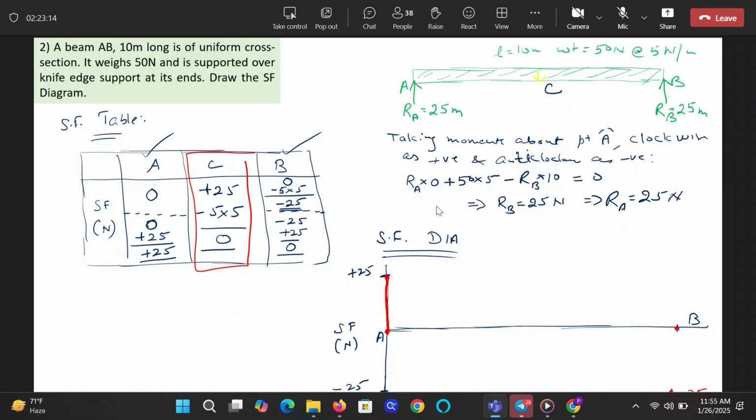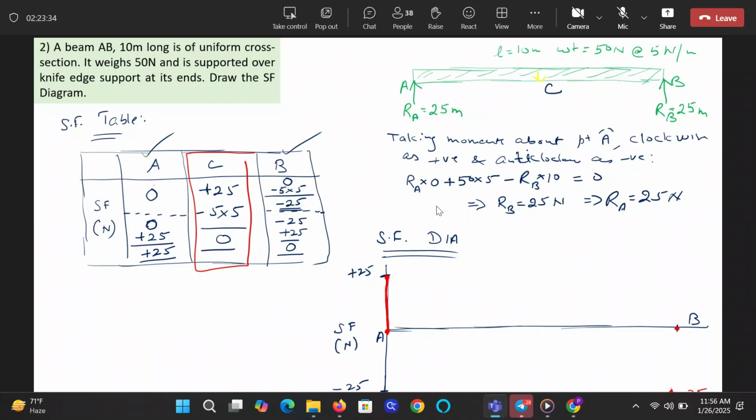Class? Yes, sir. Nobody else seems to be in agreement. Guys, correct. Now, when the rate of change is uniform, the weight of the beam is changing uniformly at what rate? 5 newtons per meter.